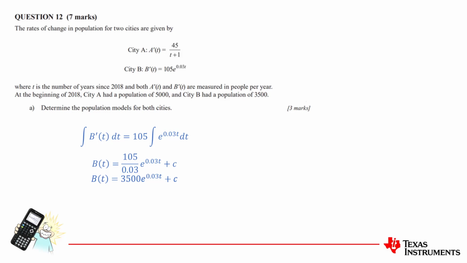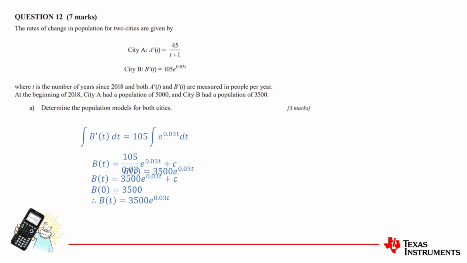In this case, our population was 3,500 at the initial time, so b of 0 is 3,500. If I sub in 0 for t, that gives us overall e to the power of 0. So we multiply that by 3,500, and that is our initial amount. So we don't have a c value on there. C would be equal to 0 in that case.